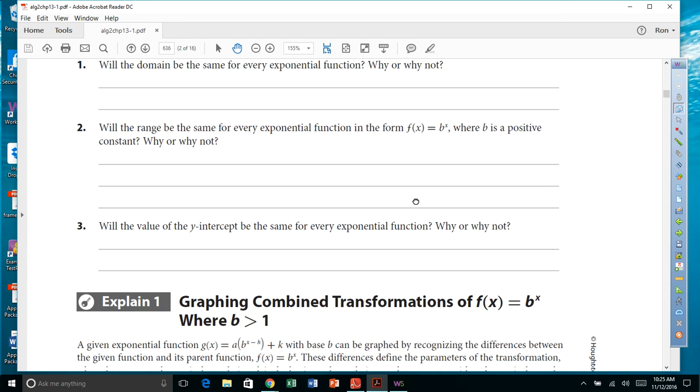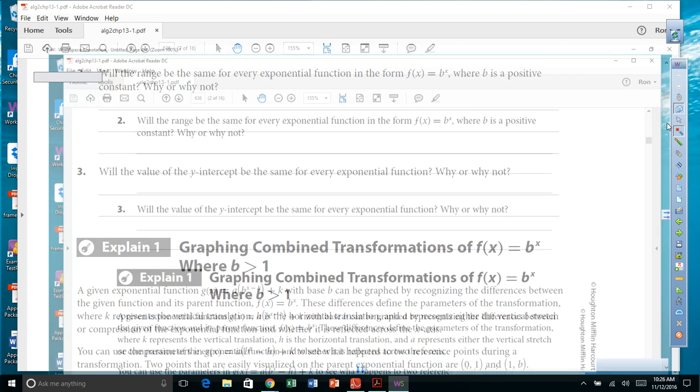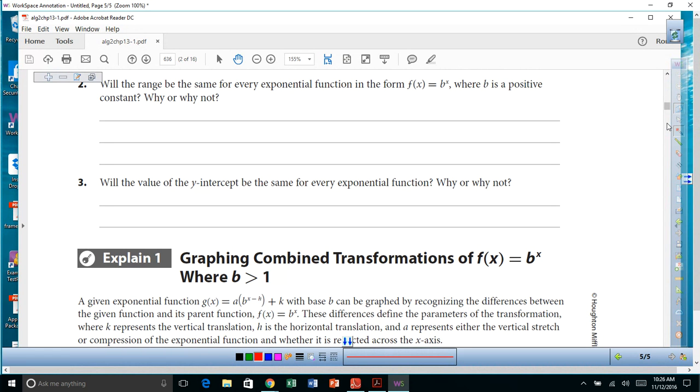Two, will the range be the same for every exponential function of the form f of x equals b to the x, where b is a positive constant? Yes. Because the value of b to the x power, where b is a positive number greater than 1, will always be a positive number.